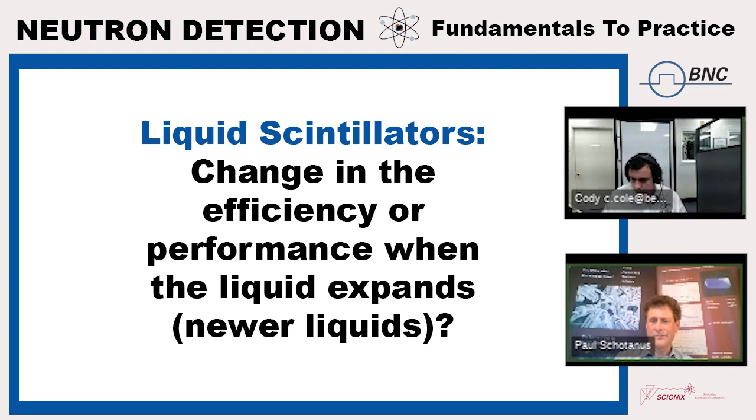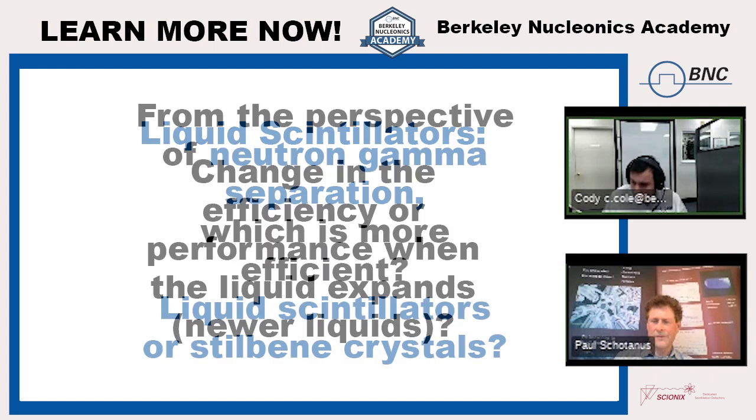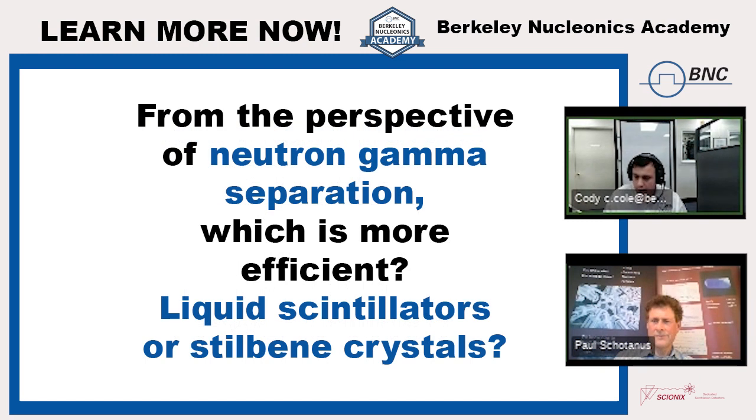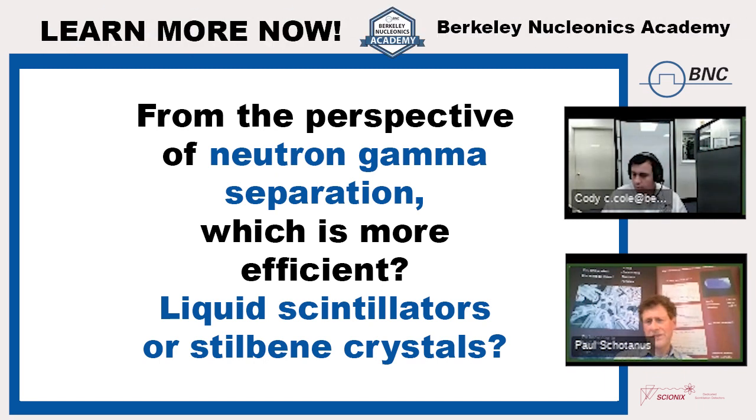All right. And then I have a question here from Rakesh. He gives the context that liquid scintillators like BC501 are very efficient, and so are stilbene crystals. What he's wondering in particular is, from the perspective of neutron gamma separation, which one of those materials is more efficient? The best neutron gamma separation is actually achieved with stilbene crystals. It's way superior to all liquids. Unfortunately, it's a little more expensive and it can't be made in really large dimensions, but the separation is really outstanding.